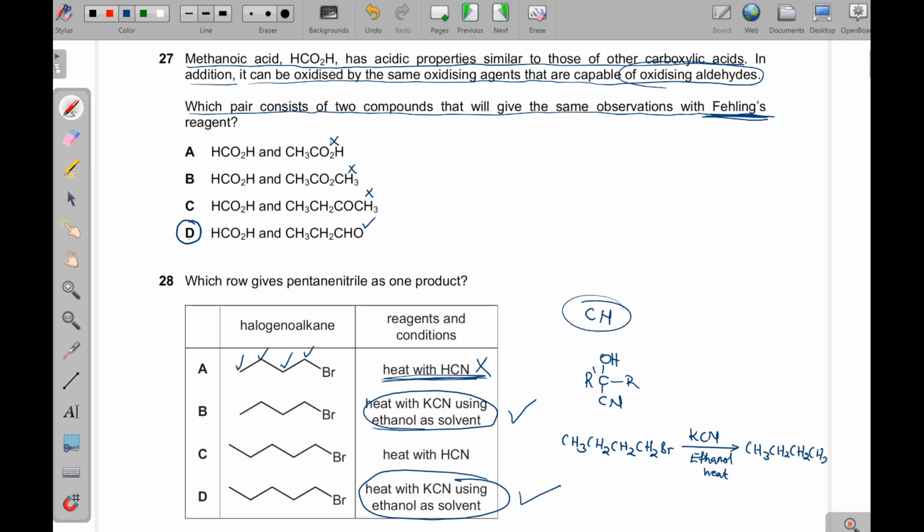CH2, CH2, then Cn, like that. Okay, it's a substitution reaction. Now, CH3, CH2, CH2, CH2. This is the one here. That means our answer has to be B here. You see? But this other one here is CH3, CH2, CH2, CH2, CH2. Those are already 5. So you are going to get hexanitrile. You see that? So that is how we get it there.